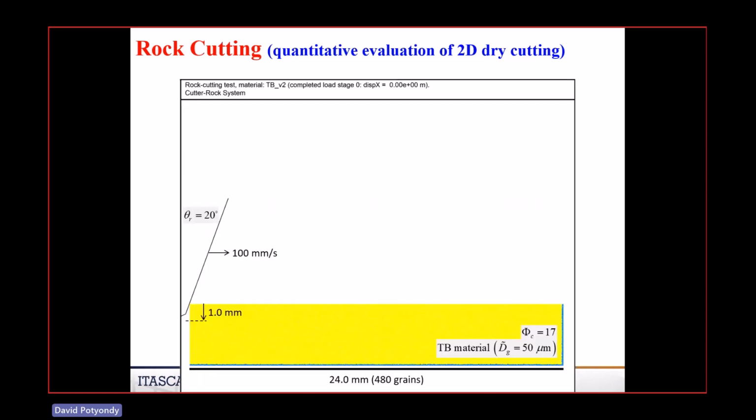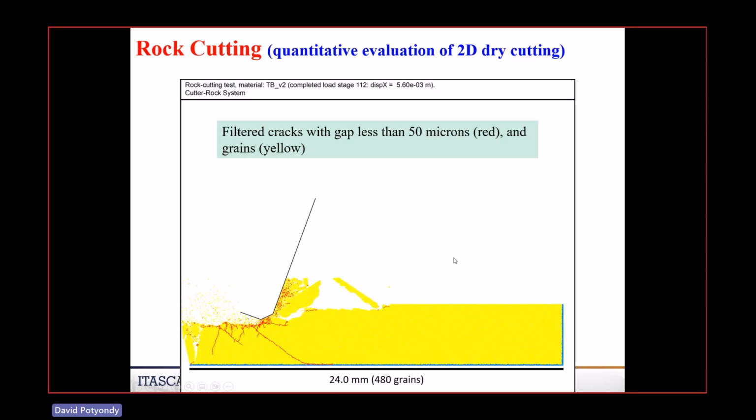So here's the case with the grain size of 50 microns. And again, we're going to draw this in 2 different ways. We're going to use yellow for the grains. We're showing all the grains here, and we're going to do red for the bonds that have broken between here and here, but we don't want to see all those crazy red ones in there. So we're only going to show the micro cracks where the gap between the current parent particles that broke is small. Okay, so here we're seeing the particles.